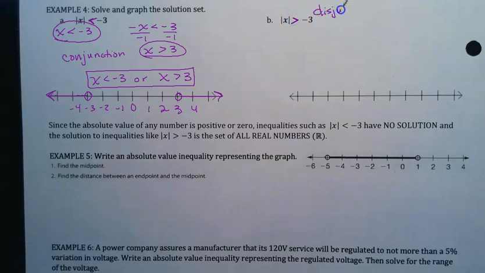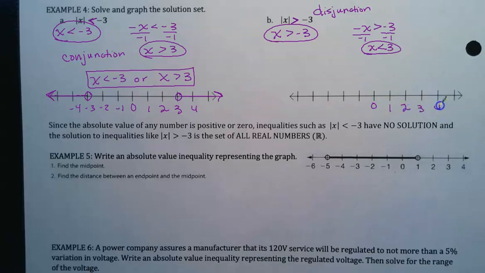All right, B, we have a greater than sign, so we know that it should be a disjunction if we're thinking about it. So we have x is greater than -3 or negative x is greater than -3. Divide by -1, flip our sign. So we have x is less than 3 and x is greater than -3. So again, if we graph it, it's going to prove if it's a conjunction or a disjunction.